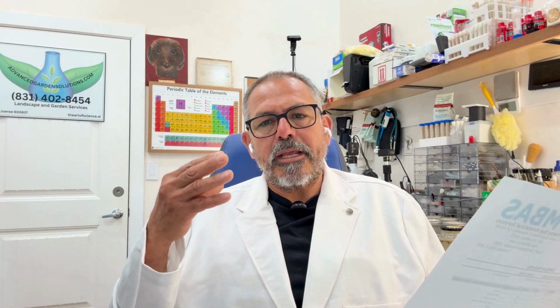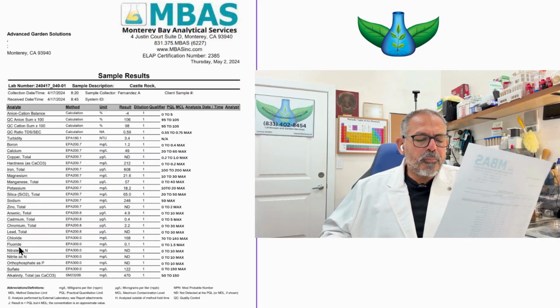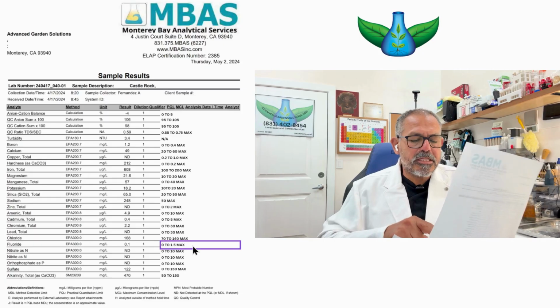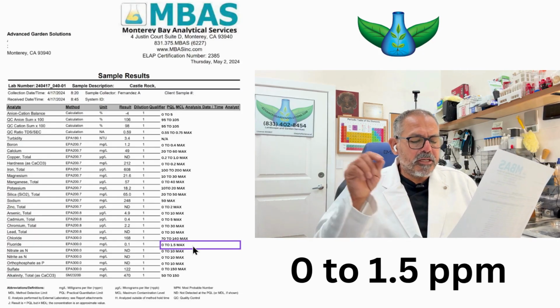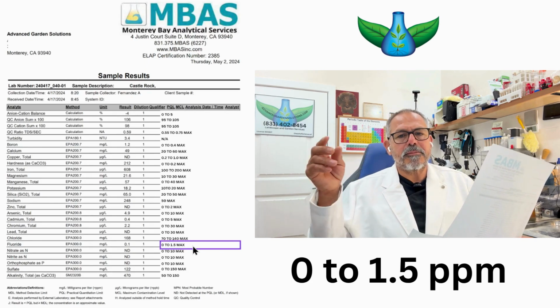Chlorine is part of chlorophyll, so plants use it in the process of making chlorophyll. Next is fluoride. We have 0.1 parts per million, which is fine because the acceptable range is between 0 and 0.5 parts per million maximum.